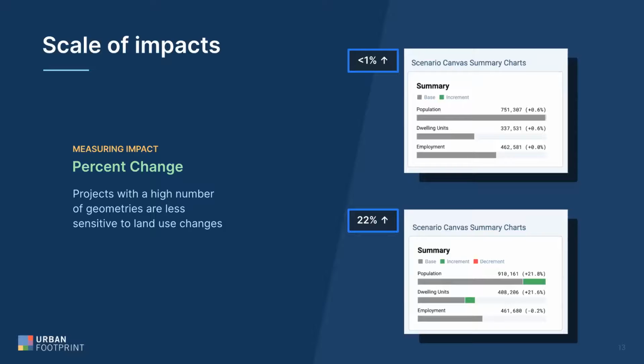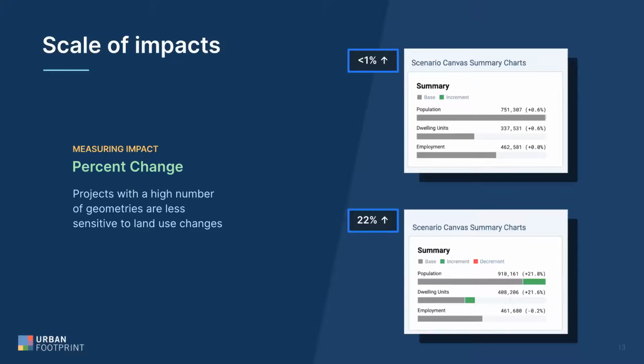You can see here we've got two examples of that. The upper graphic is showing less than 1% change within a community based on just a few changes to land use. And then the bottom example shows a much bigger painting of new land use, which is increasing that impact over 22%. So this is something to keep in mind. Definitely reach out to your customer success manager. We'd be happy to show you how to set up projects and talk about scale of impacts as you move through that.